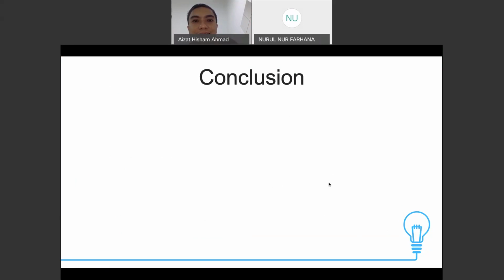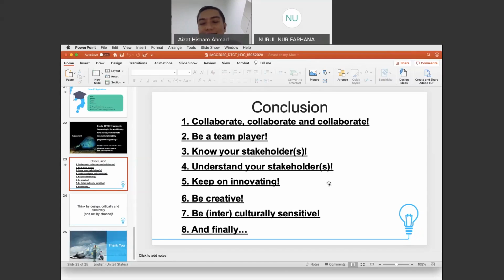Number three, it's not coming out for some reason. I'm not sure. I'll just read through. I hope you can see. Puan Farhana, can you see the conclusion page?